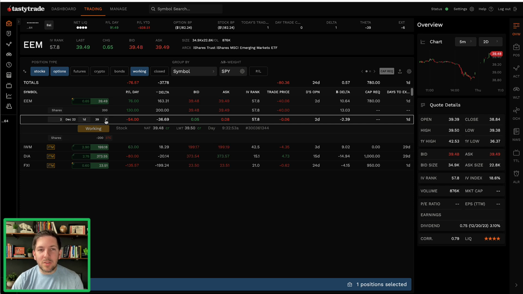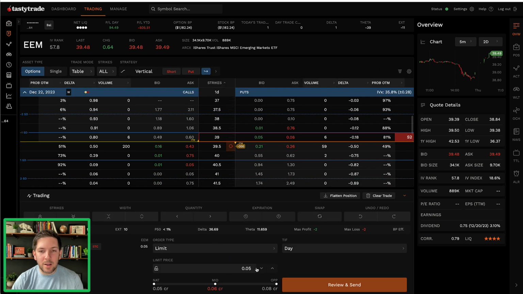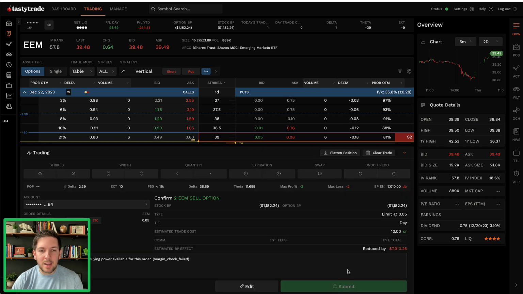This one, because it's the 39 and the market's trading higher now than 39, doesn't have that much value, but we're going to go ahead and just remove the position anyway. So we're going to go ahead and close this. We're going to close the full contracts here. It's like 5 or 6 cents. It's really not worth too much, but we're going to go ahead and close the position anyway.